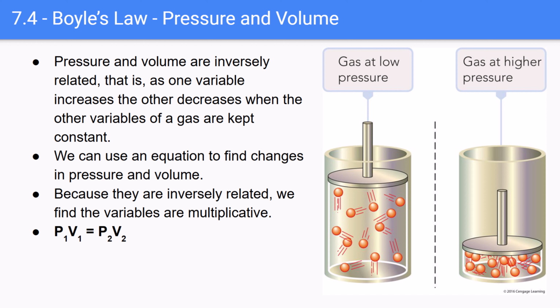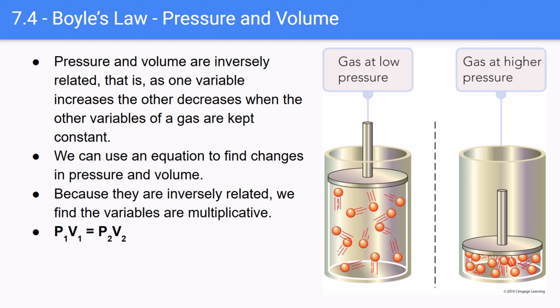So the relationship between these variables is important to understand. So we're going to look at each set of variables individually and see what different factors impact each particular relationship here. So pressure and volume are inversely related to one another. That is, as one variable increases, the other decreases when the other variables of the gas are kept constant. So notice that when we have gas at a low pressure, the piston stays very, very high. But when we move the piston down and we decrease the volume, the pressure of that particular gas increases. You have more frequent collisions with the outside of the container.